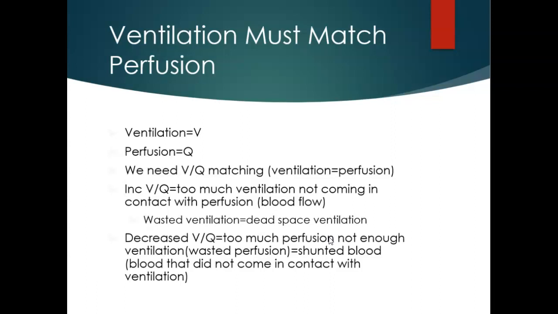A decrease in ventilation perfusion is where you have too much perfusion but not enough ventilation, or wasted perfusion. So this is shunted blood, where that blood is coming into contact with alveoli that aren't getting ventilated. A pneumonia or pulmonary edema could cause this. So this is, again, that diffusion limited or ventilation limited diffusion issue.